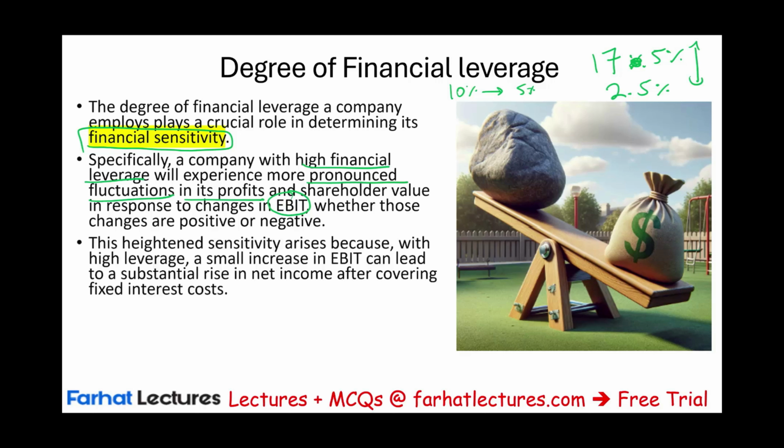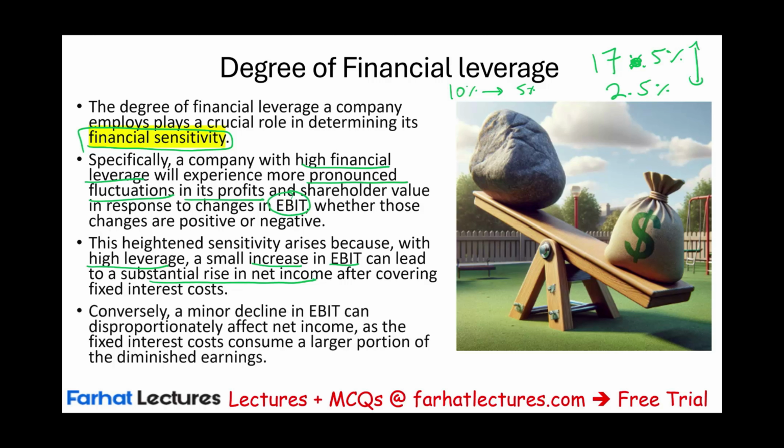And this heightened sensitivity arises because with high leverage, a small increase in EBIT can lead to a substantial rise in net income after you cover your fixed cost. And the opposite is true. A minor decline in EBIT can disproportionately affect net income as the fixed interest costs consume a large proportion of the diminished earning. So what we are saying is that it is a double-edged sword. In good times, yes, we're going to earn 17.5. In bad times, we're going to earn 2.5. And sometimes we even go and have zero or below.